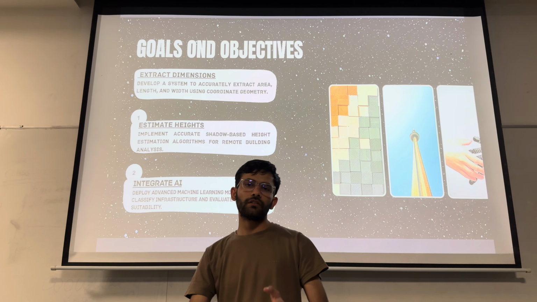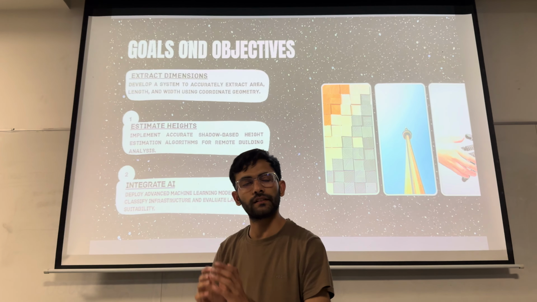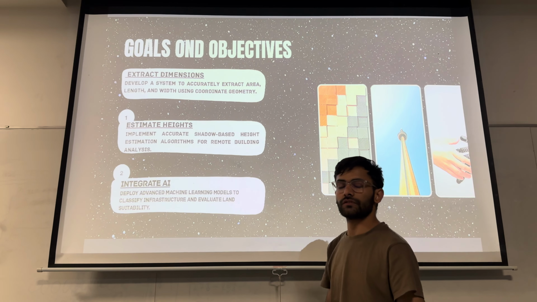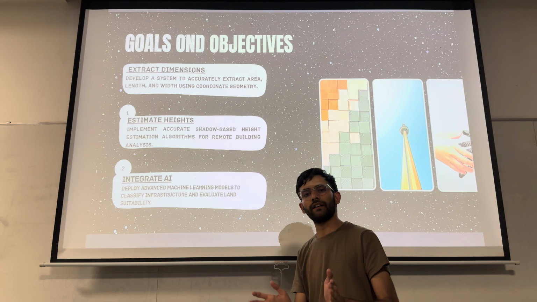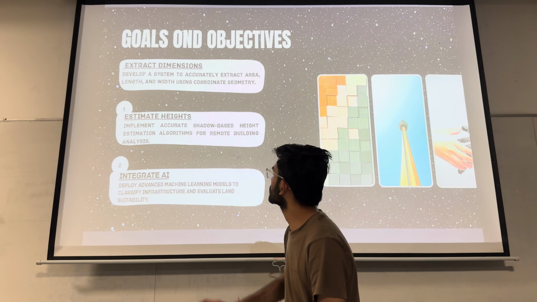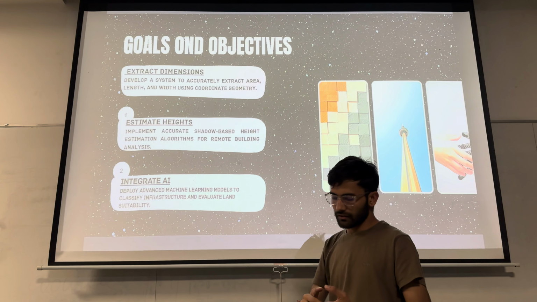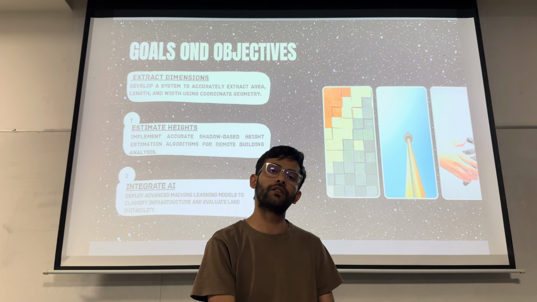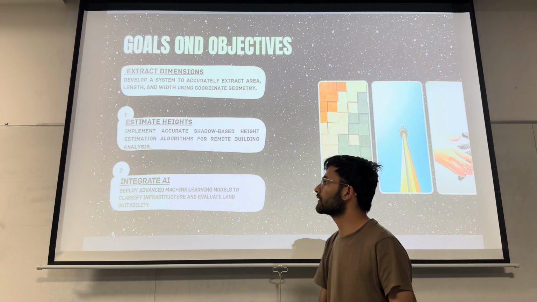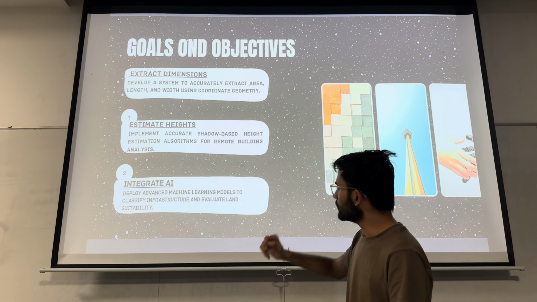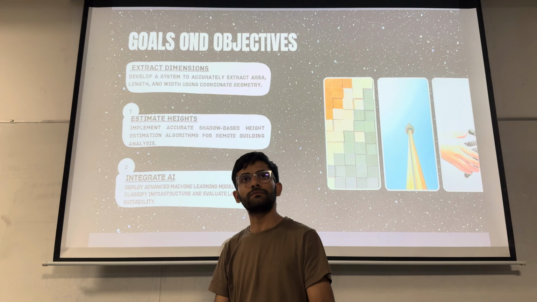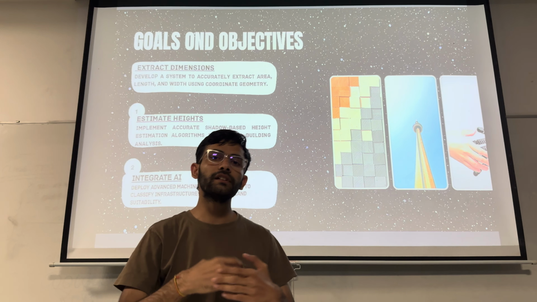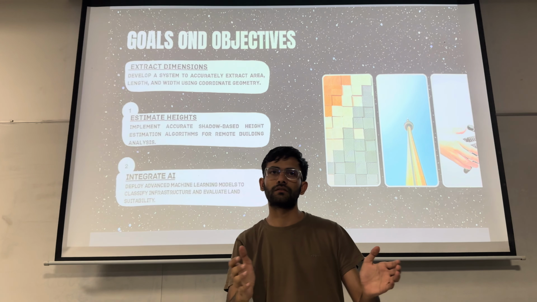So by this project, our goals and objectives are clear. We're going to divide them into three parts. First, exact dimensions: we analyze the field and get you the area, width and length, and estimate heights. We implement our models, and the height will be calculated by the shadow and the geometry of that area. We will also deploy advanced machine learning models and get you a suitability score, which I previously called the feasibility score.